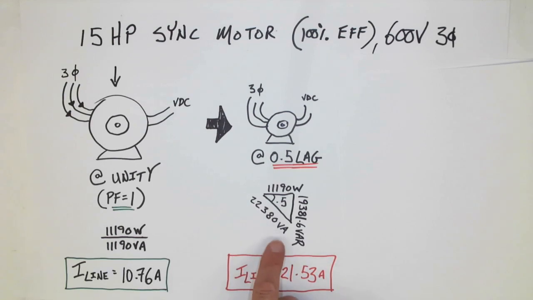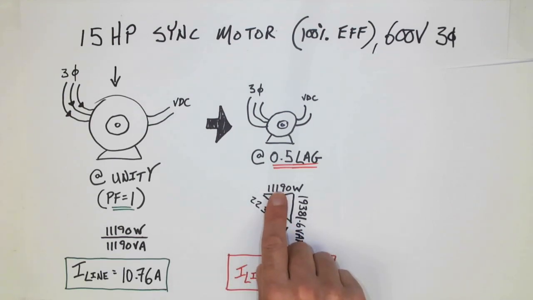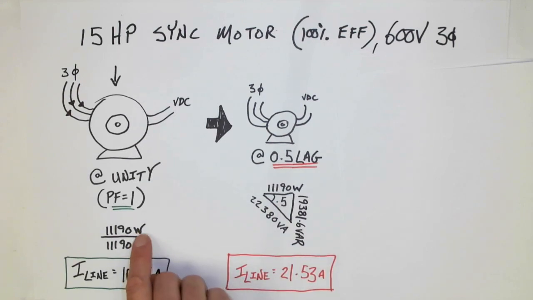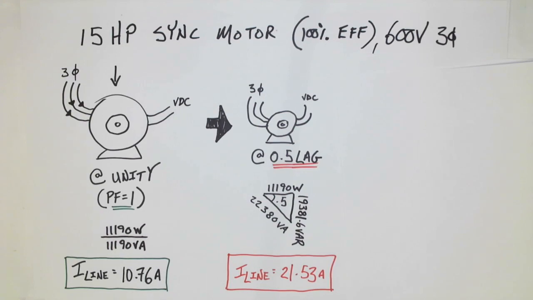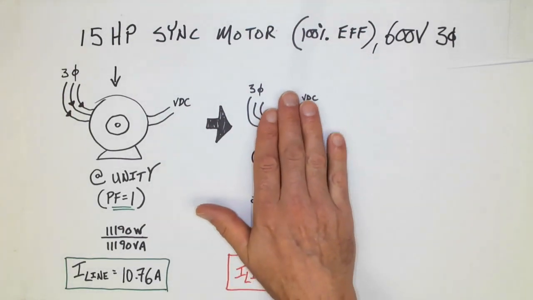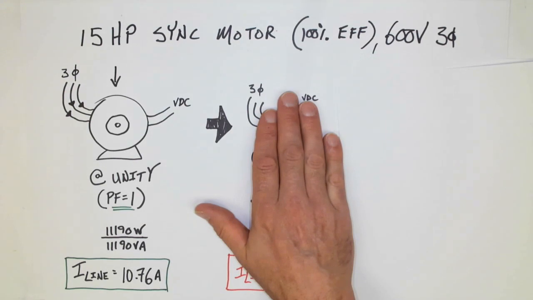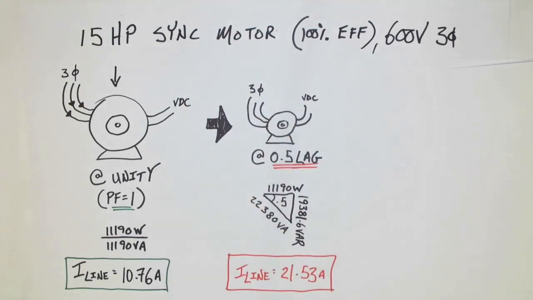Notice the VA has gone up to 22,380. And notice that the watts has remained exactly the same. This is still a 15 horsepower motor driving a 15 horsepower mechanical load. So we've gone from unity of 10.76 to this, a lagging value of 21.53 amps. Now this here is not really how you would want to run your synchronous motor. That wouldn't make much sense. Instead, we want to try to power factor correct.